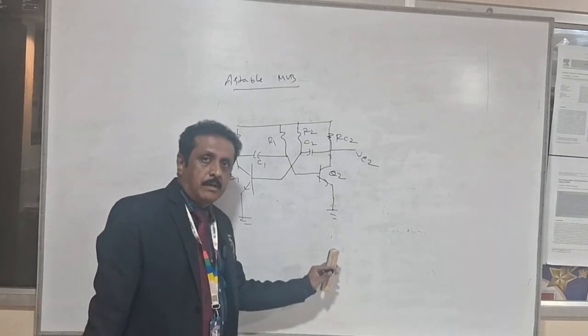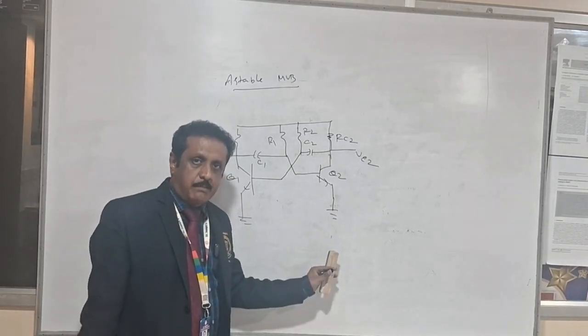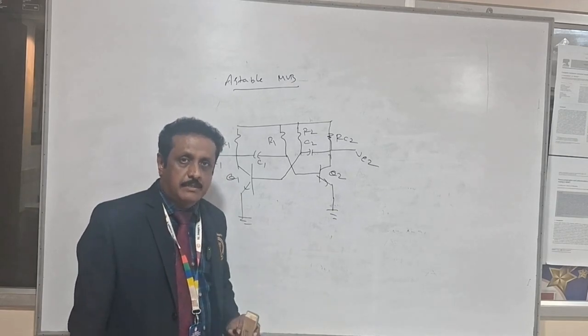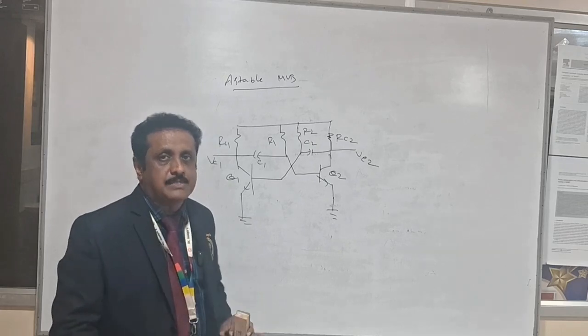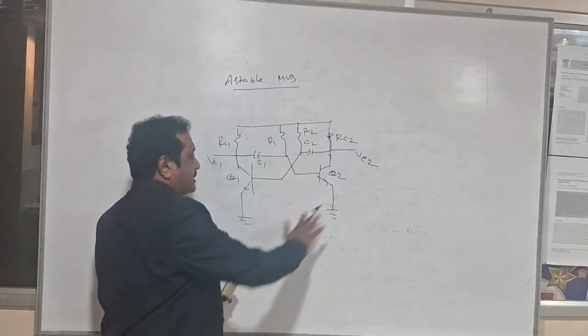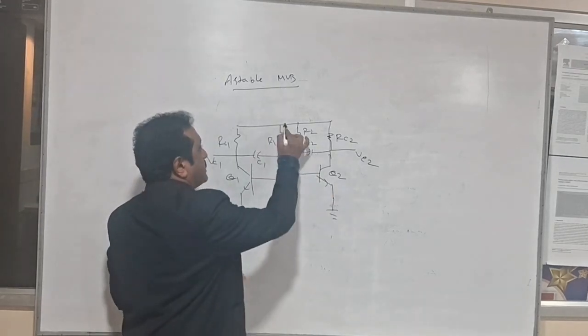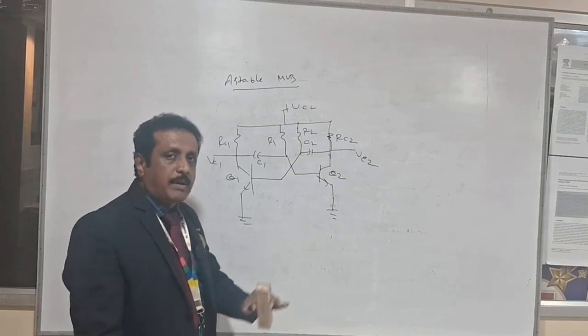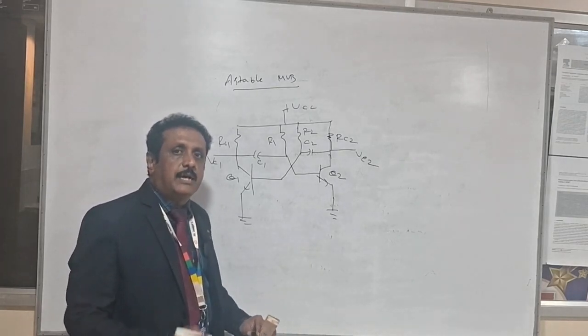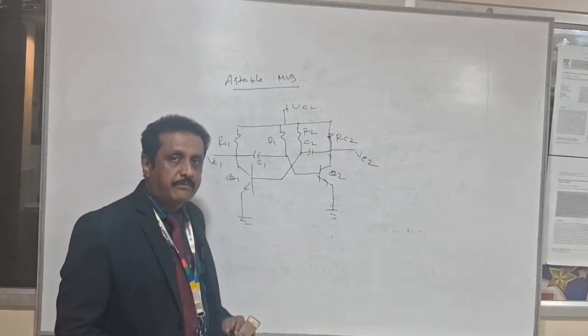So in an astable multivibrator, there is no stable state. Both the states are unstable. There is a quasi-stable state, so it does not require any external trigger pulse. There is no trigger pulse in this circuit. Here the supply VCC is given. Now let's see the working of this, how this circuit generates the continuous square waveform.